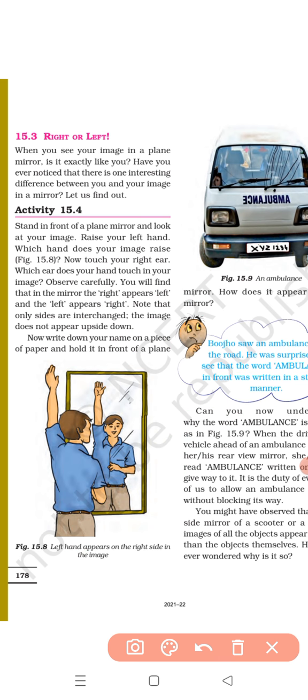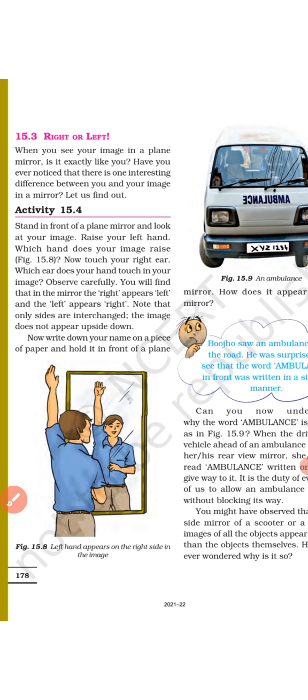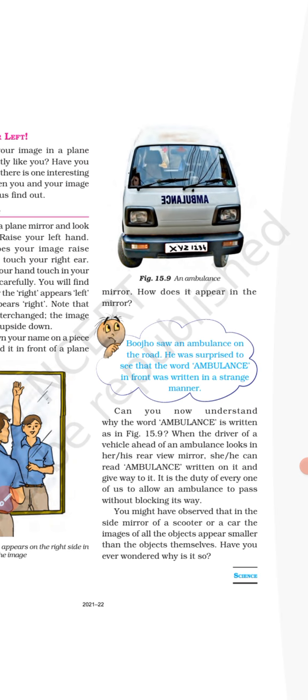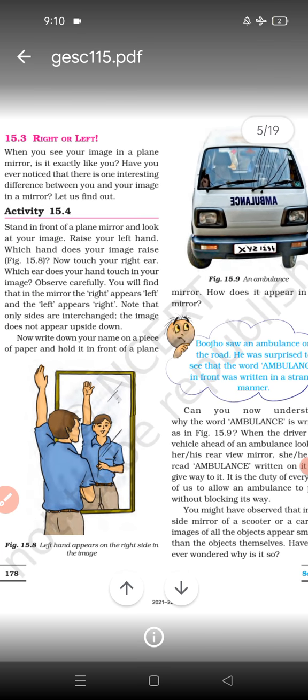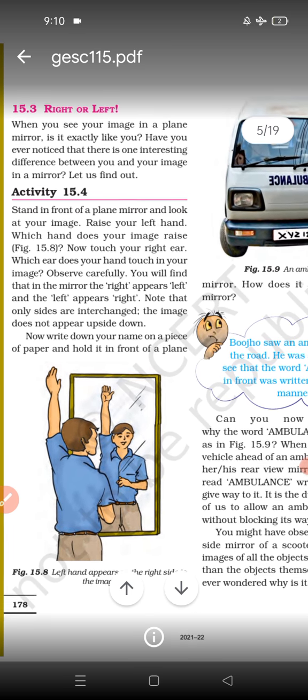Lateral inversion. This is also a characteristic of the image formed by a plane mirror. So the image formed in a plane mirror is what? Laterally inverted. Okay, you can look over here. Some more examples are given in the book.